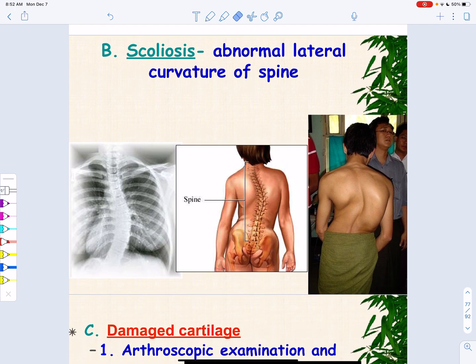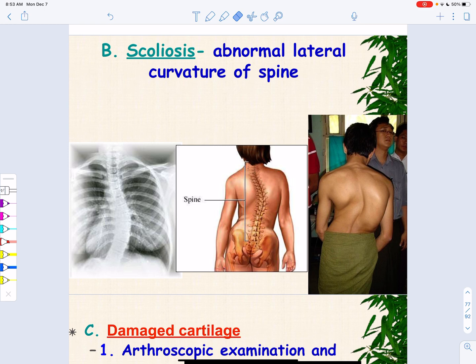Scoliosis is the second disorder you should know about, and scoliosis is due to a lateral curvature of the spine. Remember what lateral means: to the side. Your spine is supposed to have a cervical curvature, a thoracic curvature, and a lumbar curvature, and those go front to back, anterior to posterior, whereas this is a lateral curvature. It causes problems with the squishing of your organs and problems in walking.